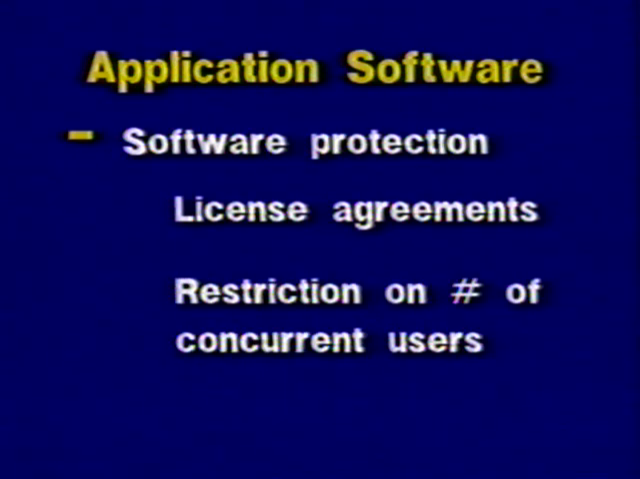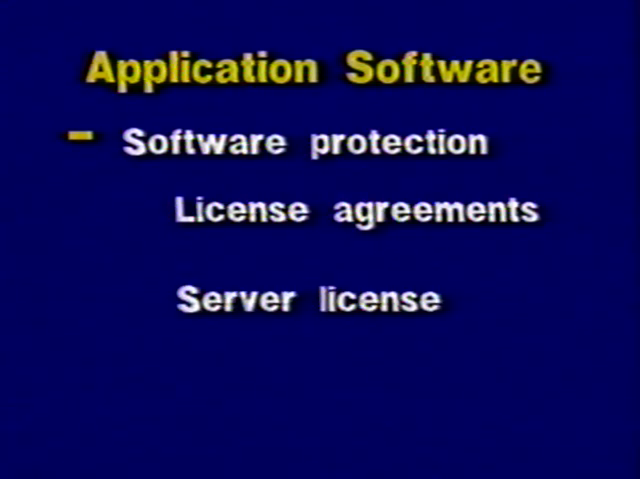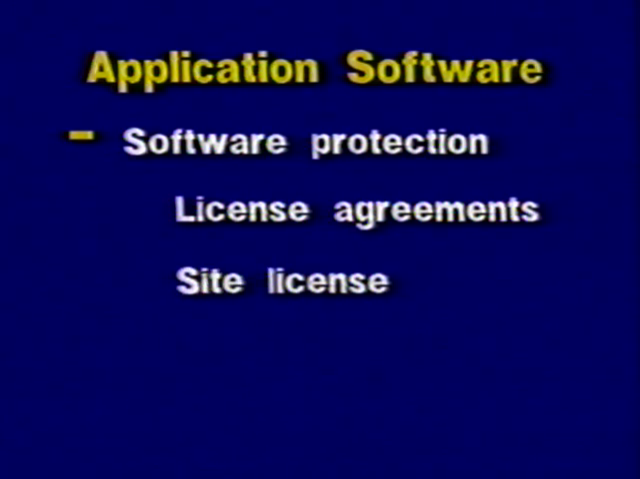Then there's the restriction on the number of concurrent users. This is more oriented towards local area networks, where you have one version of the program stored on a file server, and you can only have a certain number of people executing that application at the same time. To get around a restriction on number of concurrent users, there's a server license you can obtain, which allows you to execute that program on as many nodes that have access to that server. Then there's a site license, which is a lot more general, pertains to basically a building or a site for a company, and anywhere on that site you can run the application.